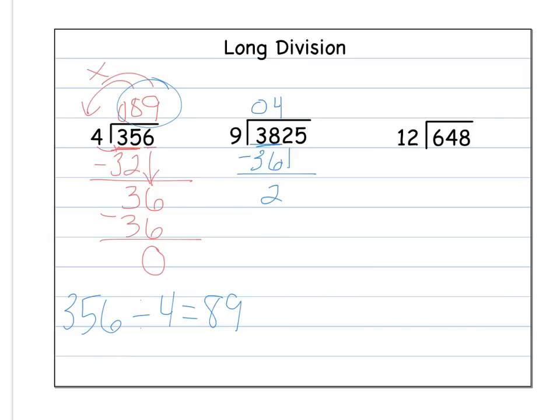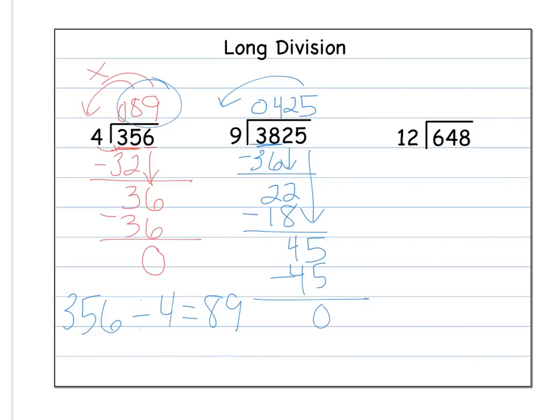So I bring down the next place, and I say, how many times does 9 go into 22? Well, I know 9 times 2 is 18. 9's not going to fit in there again, so that's the number. How many are remaining? Subtract, it's 4. Bring down my next place value. 9 goes into 45 exactly 5 times, because 5 times 9 is 45.